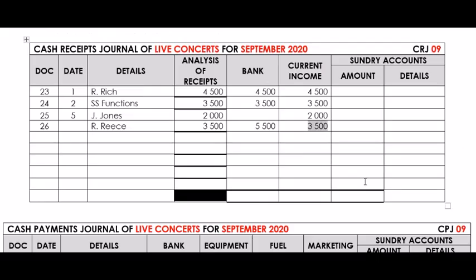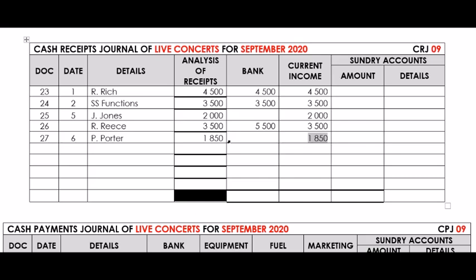If we record them, we will issue receipt number 27 to P. Porter, who's paying us 1,850. I got that by dividing 3,700 by 2. Don't bank yet because it's not the only transaction for the day. So skip this bank column and write it in current income.